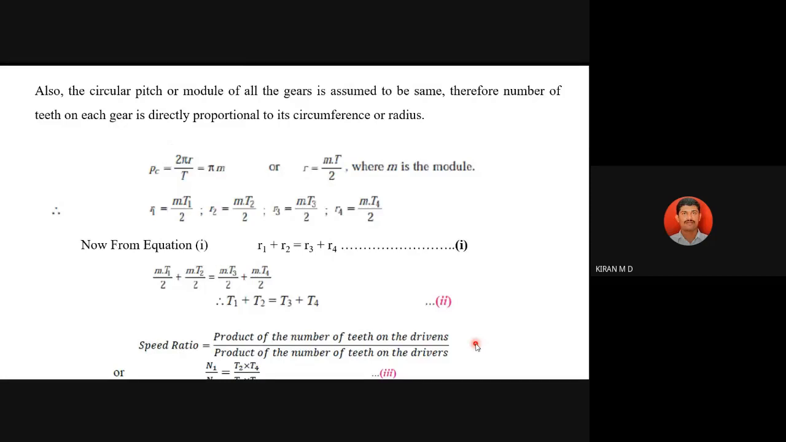Is it clear? I will go back to this by considering the pitch circle, which I will come to later. Have you got the idea for the speed ratio?